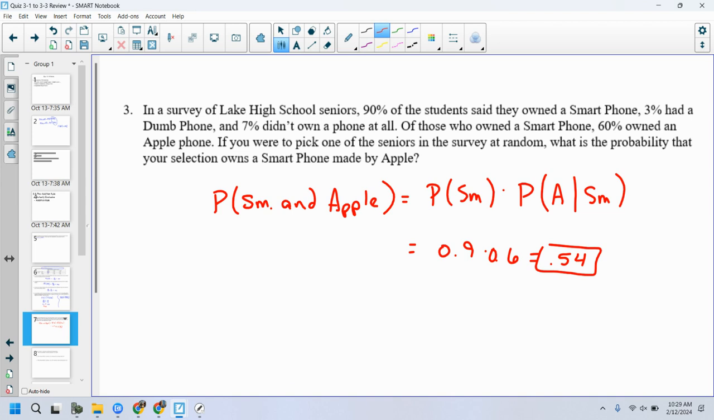This, what is this? That's experimental, right? I have done a survey and I am finding data on that survey and then making my probabilities based off of that. Okay. Theoretical wouldn't really make sense in this situation, right? It's not like rolling a dice or anything like that.